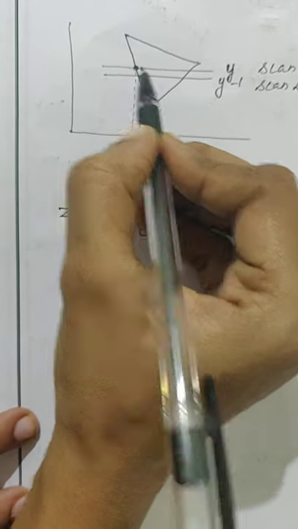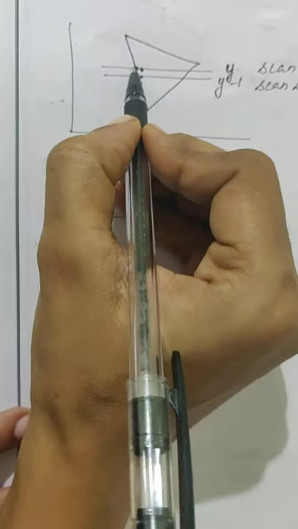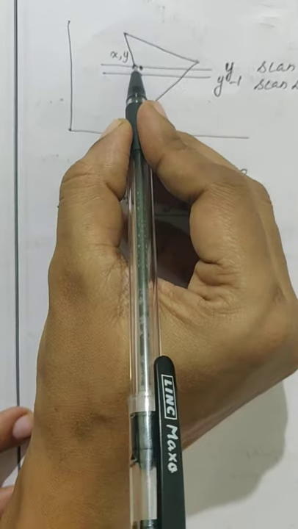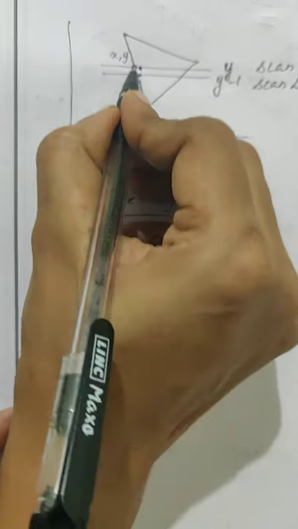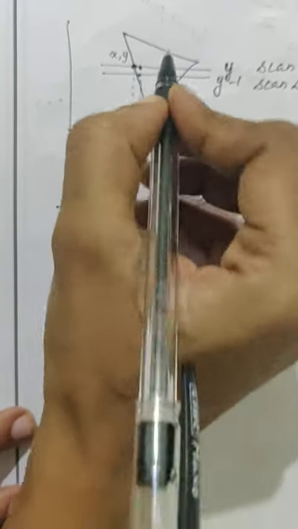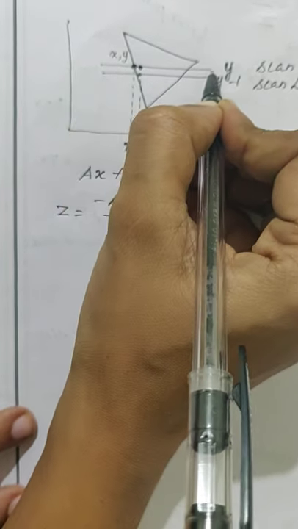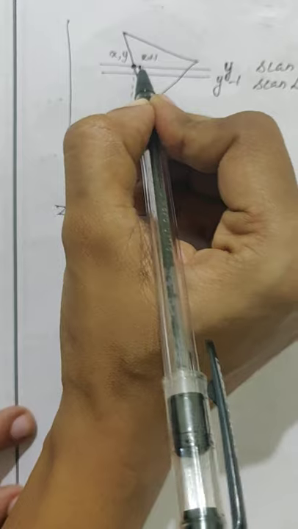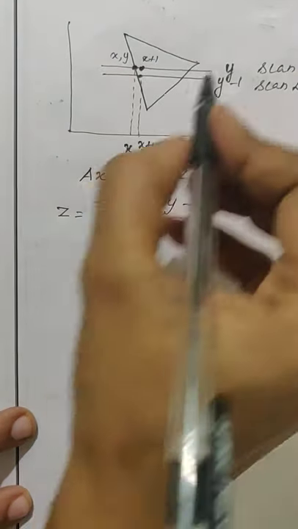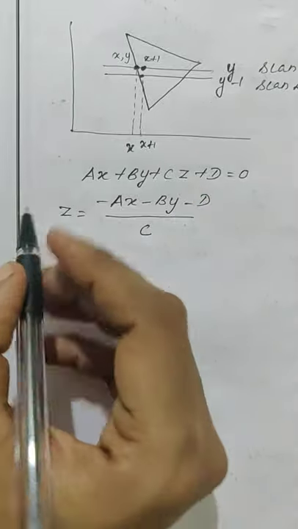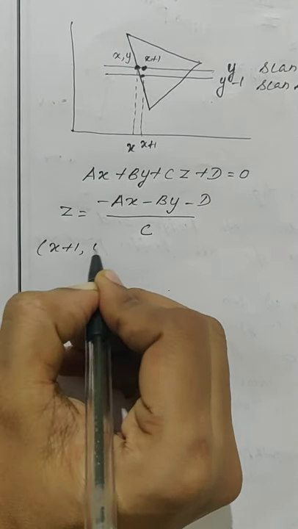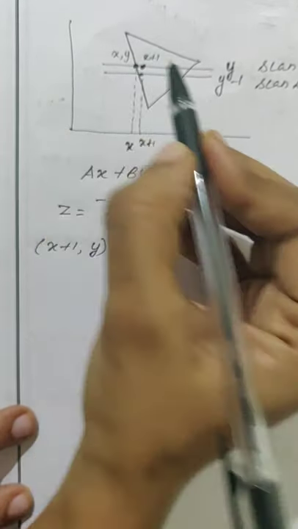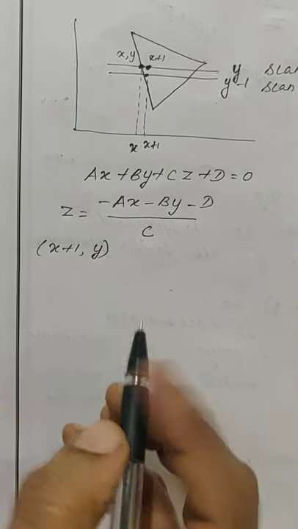What about the location of this pixel? I have taken it as x comma y, on the Y-th scan line. So what about the next pixel? Y remains the same, but there will be changes only in x, so this location will be x plus 1. Y is the same. So for x plus 1 comma y, I can calculate the z value based upon the previous pixel.